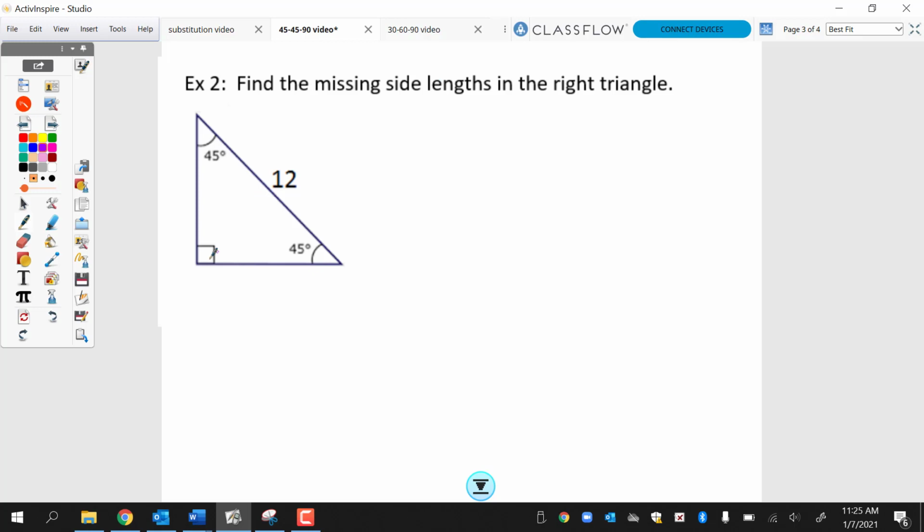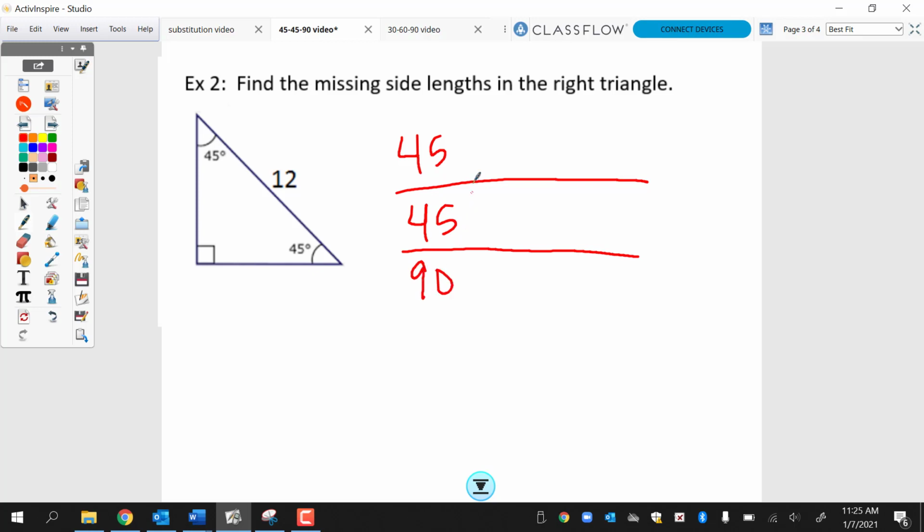In this one, I also want to find both missing sides. So I see I have only one side length, but I have angle measures, 45, 45, and 90. So I'm going to draw. I know I'm allowed to use this little pattern because of the angle numbers. And the pattern is always the same, x, x, x square root of 2.